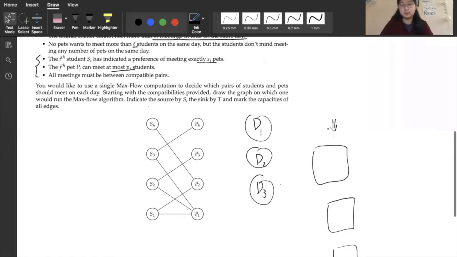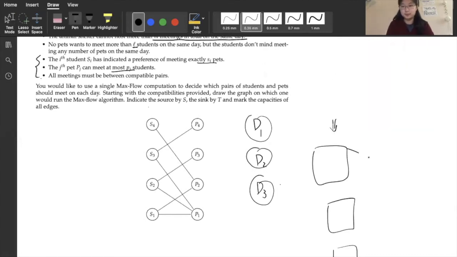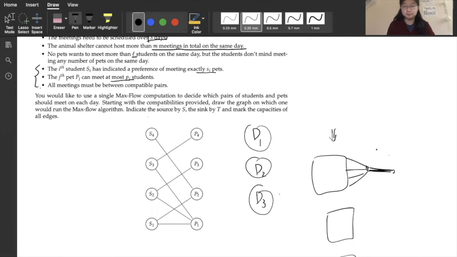So I could say, maybe I'll take all these things, and then in the end, before I hook it up to the sink, I'll have some edge that says I can't have more than L meetings on the same day. Oh, more than n meetings on the same day. Okay, so I have these things. All right, well, what else do I have? No pet wants to meet more than L students on the same day. Interesting.